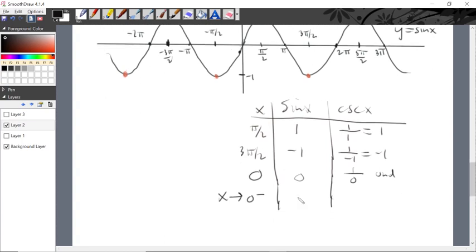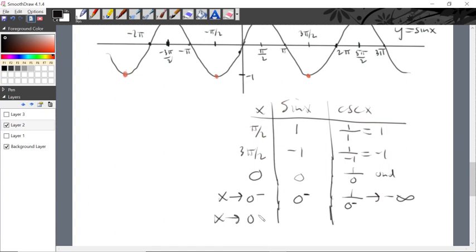So the sine of x is going to be a little bit less than 0. It's going to be a negative quantity, right? And what happens to the cosecant then? If you take 1 divided by a really small negative number, you're going to get a really, really large negative number, right? So this is approaching negative infinity. I'm not dividing by 0, but I'm dividing by a really, really small negative number, because that's what the output of the sine function was there.